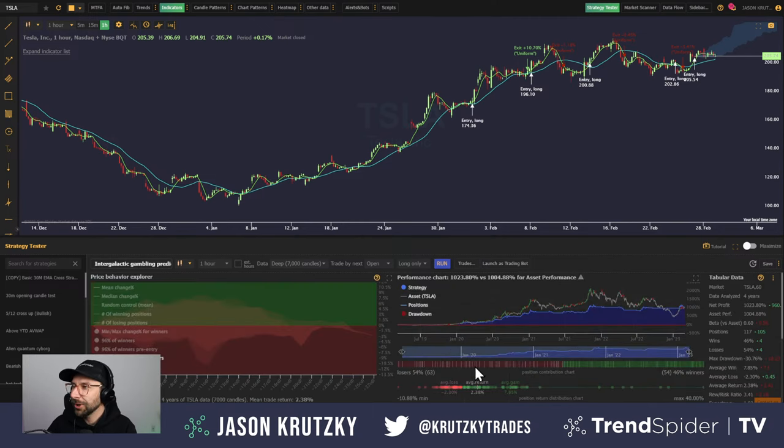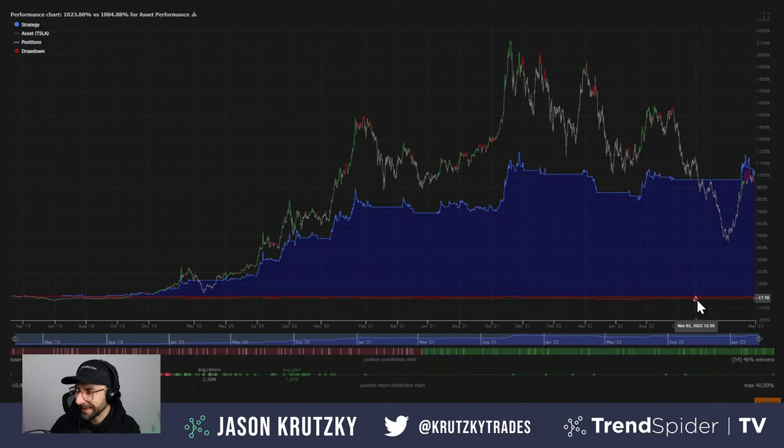Now, I want to show you guys some very quick peripheral tools here while we're letting you guys vote. This is the performance chart. So this gives us a breakdown of the strategy. This is our strategy here in blue, so our strategy relative to the asset. Notice we just overtook the asset just recently in the performance. On the asset itself, anywhere that's highlighted green, that's a winning trade. Anywhere that's red is a losing trade, right?